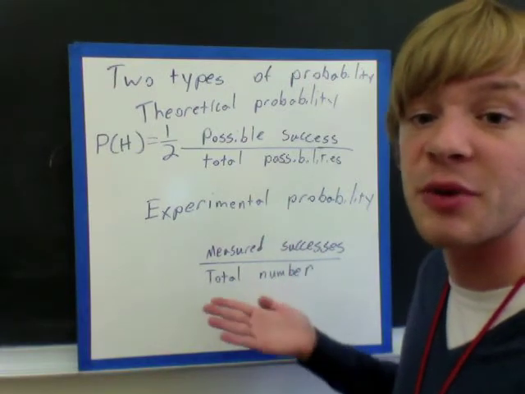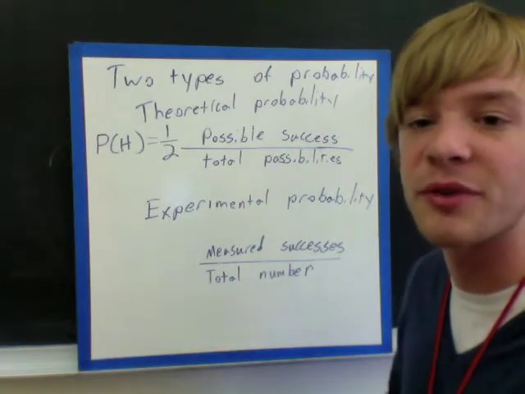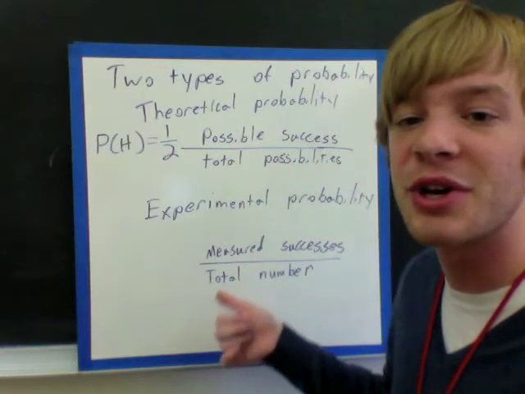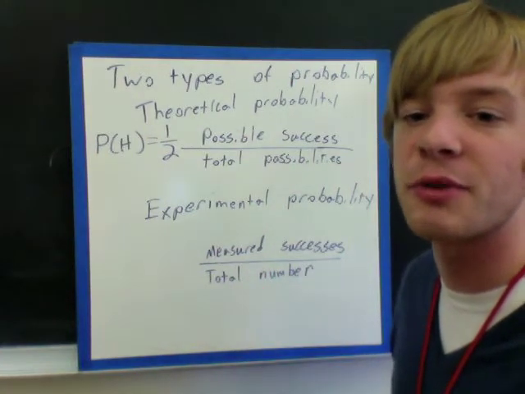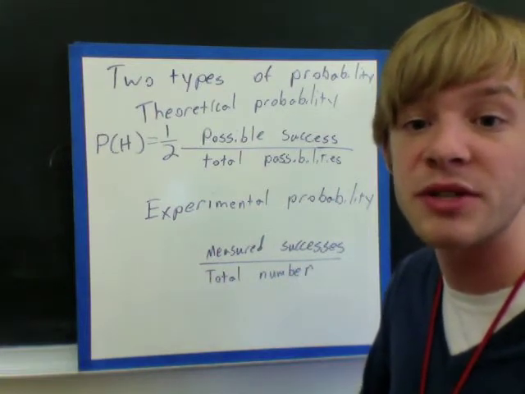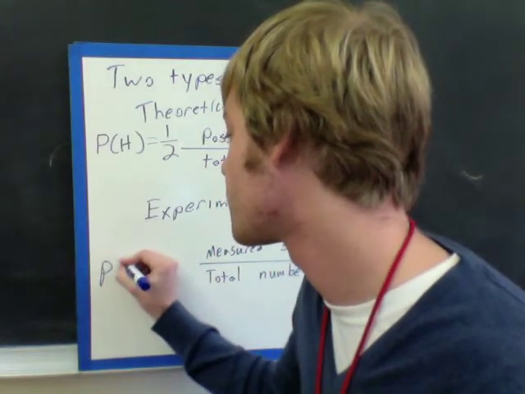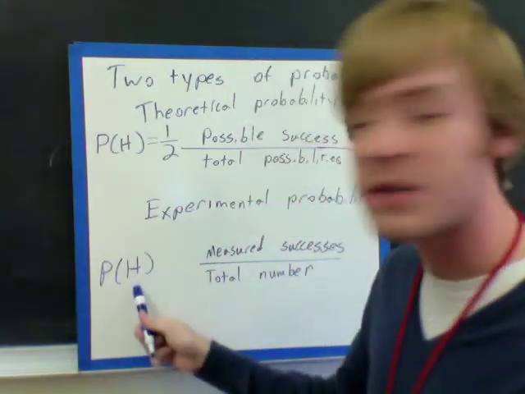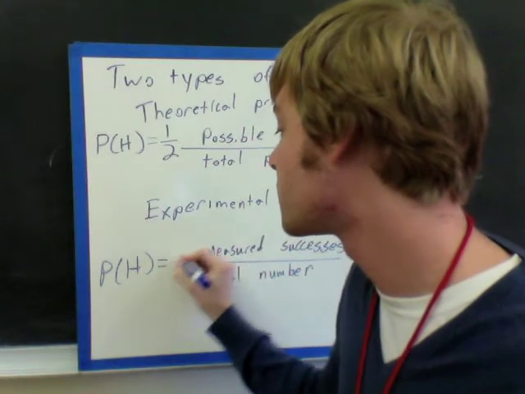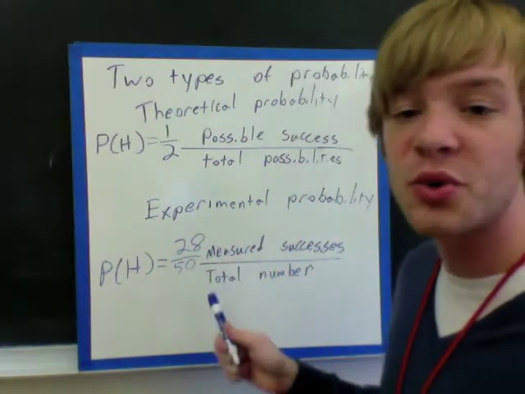When we get to experimental probability, this is what we would actually see. So say we were actually flipping a coin. I don't have a coin with me, otherwise I'd be flipping it right now. But with experimental probability, we have the measured successes over the total numbers. So let's say we flipped a coin 50 times, and then 28 of the times we saw a head. So we'd say our probability of heads for the experimental probability would be 28 over 50.